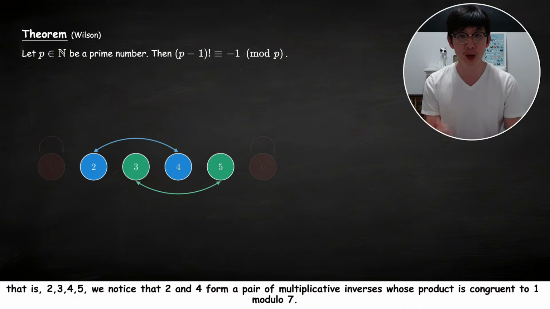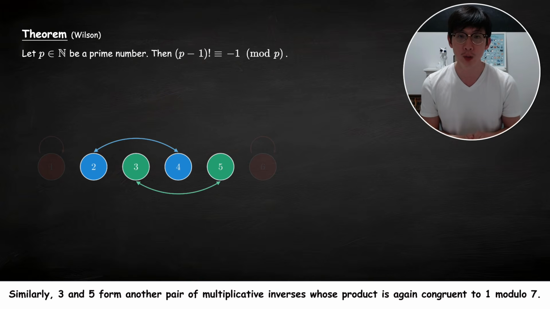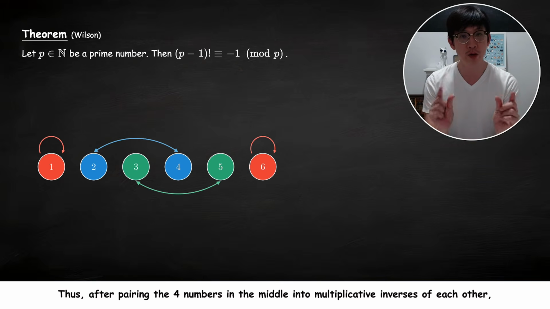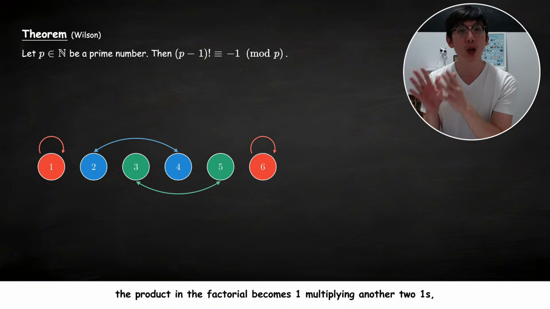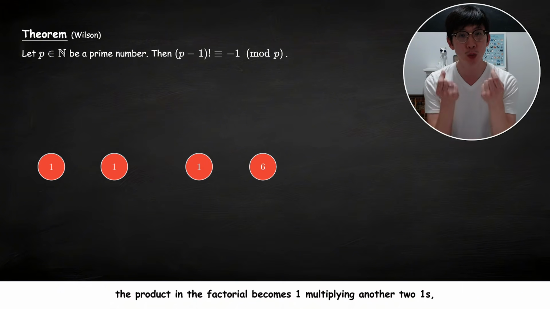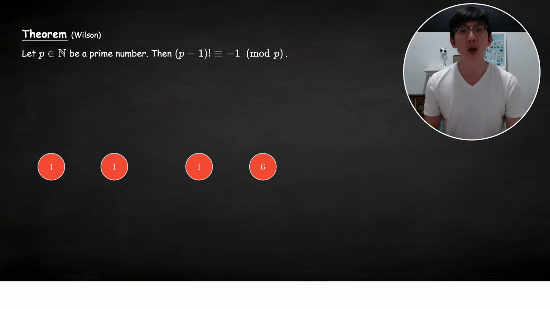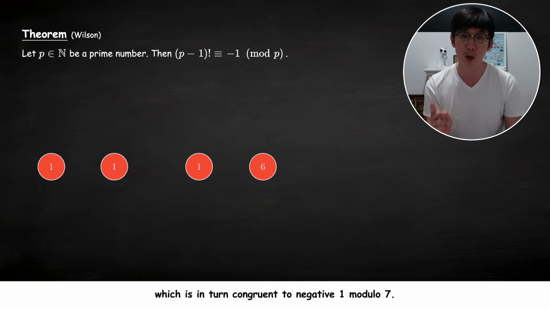Now if we forget 1 and 6 and focus on the 4 numbers in the middle, that is 2, 3, 4, 5, we notice that 2 and 4 form a pair of multiplicative inverses whose product is congruent to 1 modulo 7. Similarly, 3 and 5 form another pair of multiplicative inverses whose product is again congruent to 1 modulo 7. Thus, after pairing the 4 numbers in the middle into multiplicative inverses of each other, the product in the factorial becomes 1 multiplying another 2 ones, then multiplying 6, which is in turn congruent to -1 modulo 7.